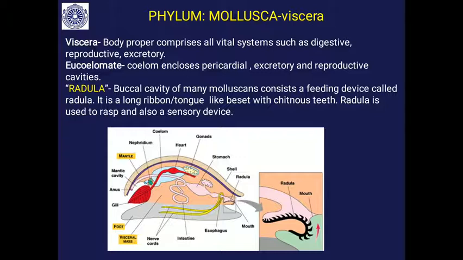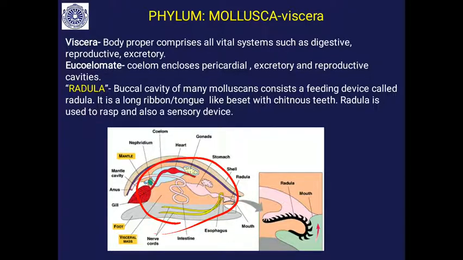Then coming to the viscera. The viscera is the body proper and comprises all the vital organs of the body. This is the visceral hump. The visceral hump contains the digestive system, excretory system, blood vascular system and reproductive system, and it also encloses the coelom, the schizocoelic coelom, which encloses the pericardial cavity, excretory cavity and reproductive cavity.